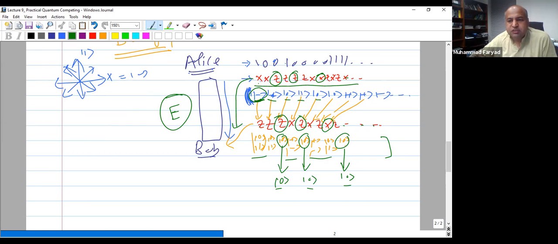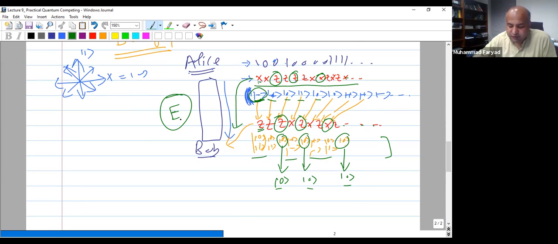But if she uses some other basis, and since the basis is a random sequence of X and Z, there's a 50% probability, let's say if E only uses either X and Z, that she's going to disturb this bit, because if she uses Z basis, this minus is going to be transmitted to either 0 or 1. But anyway, since this is a bit where Bob is using a different basis than Alice, this is going to be discarded anyway.